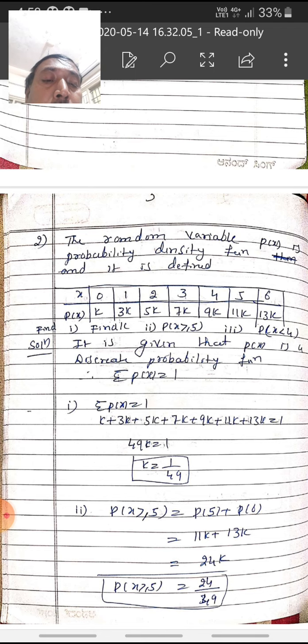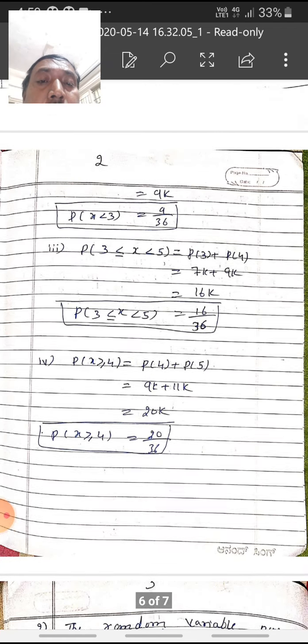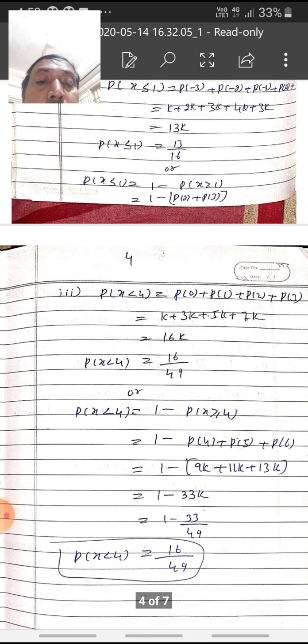Next, it's telling probability x less than 4. See, probability x less than 4. What is the meaning of x less than 4? First you have to see the 4. Greater than means you have to move to the right hand side. Less than means you have to move to the left hand side. On the left hand side there is P of 0, P of 1, P of 2, P of 3. But whether 4 should be considered or not, you have to see in the problem. It's telling less than 4, so 4 is not considered here. That's why k, 3k, 5k, 7k, that is 16k, where k is 1 by 49. That is 16 by 49.